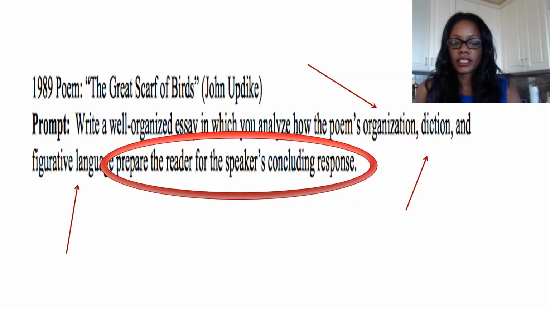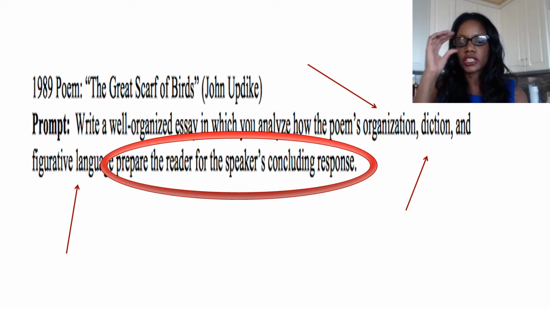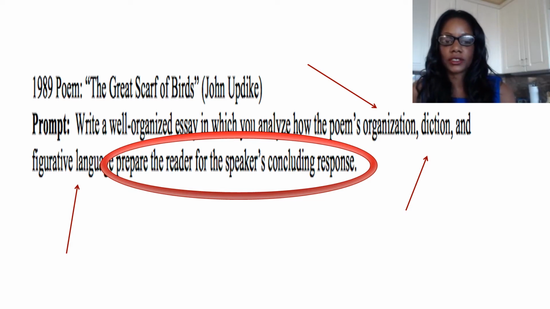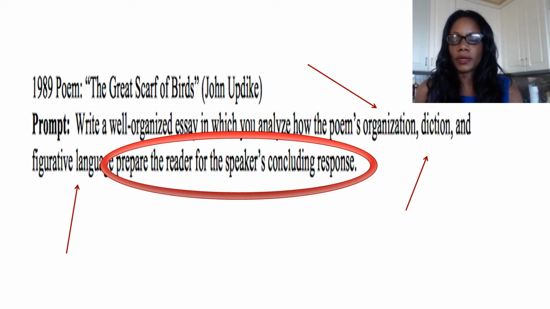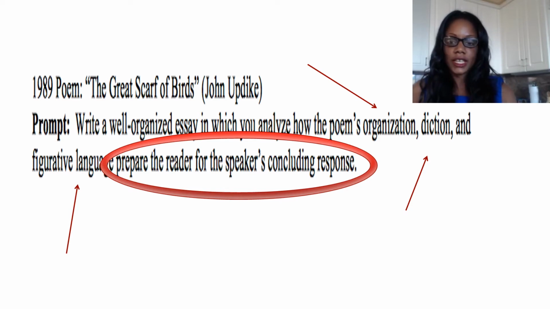Now let's take a look at the actual prompt that we've been working with this week for the postmodernist literary movement. And our featured poet is John Updike in his poem entitled The Great Scarf of Birds, which is a rather interesting poem. And as we discovered today in our Socratic seminar, has quite a bit of layers to it. Anyways, this prompt only requires us to look at the organization, the diction, and also the figurative language.